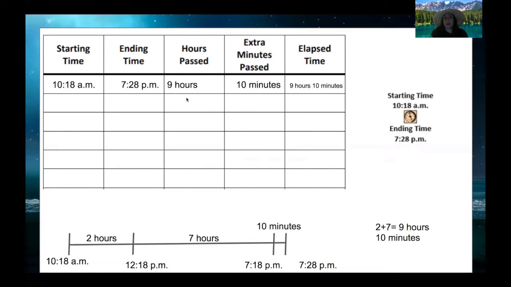So the first part was how many hours have passed. So 2 hours and 7 hours gives us 9 hours. I'm not going to 8:18 because I want 7:28. I don't want to go past my time. So at 7:18, how many minutes do I need to get to 7:28? I need 10 more minutes. So 10 minutes goes in my extra minutes column. And then I put them together. So 9 hours, 10 minutes is my elapsed time, how much time passes between those two times given.